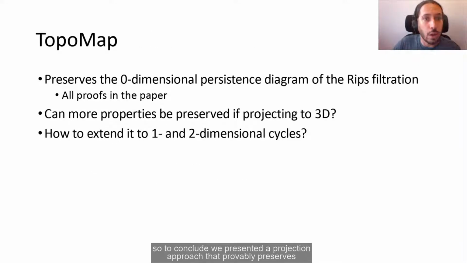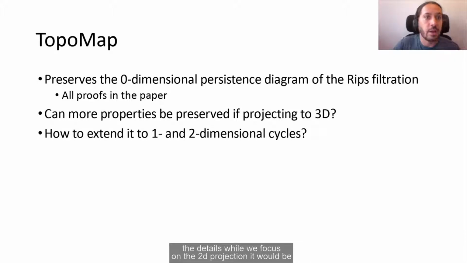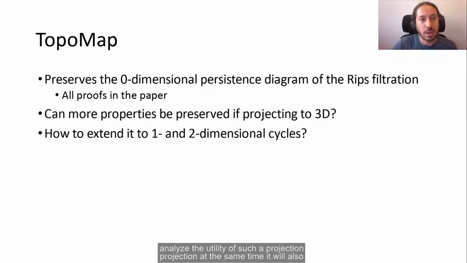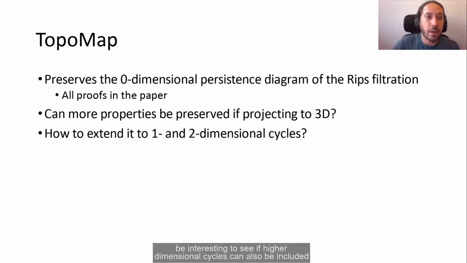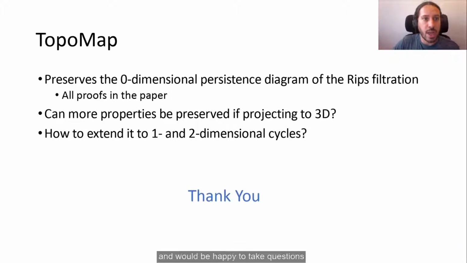So to conclude, we presented a projection approach that provably preserves the topology of those 0 cycles generated by the Rips filtration of the input data, and we refer you to the paper for all the details. While we focus on the 2D projection, it would be interesting to extend the iterative algorithm to place points in 3D and analyze the utility of such a projection. At the same time, it will also be interesting to see if higher dimensional cycles can also be included in the projection. So we'd like to thank you for your attention, and we'd be happy to take questions.